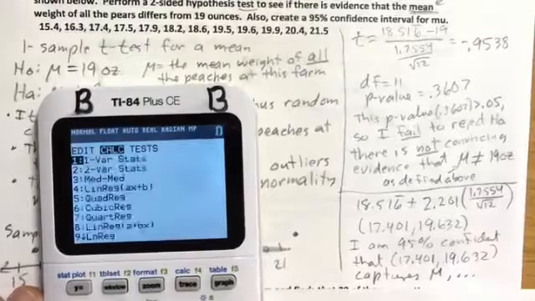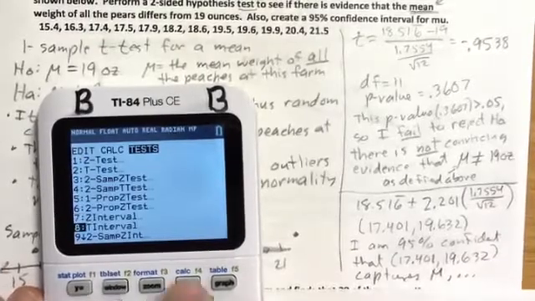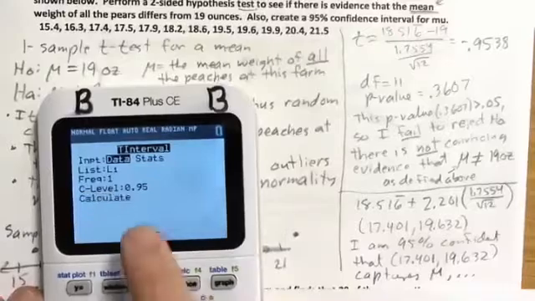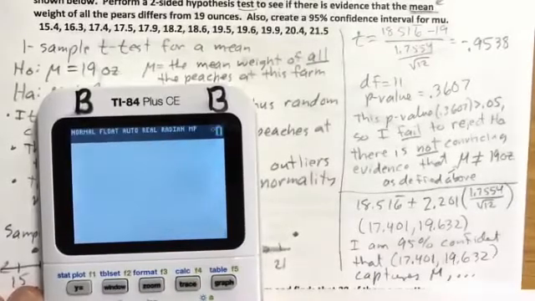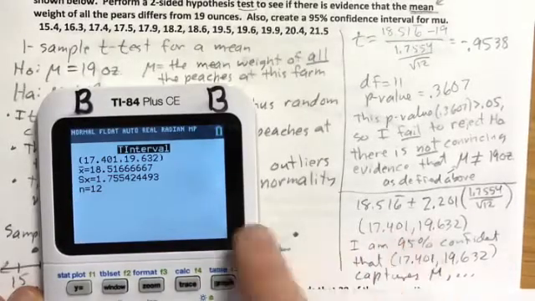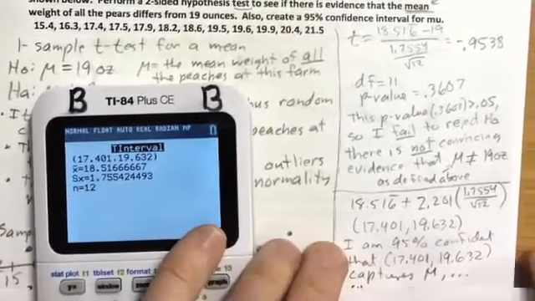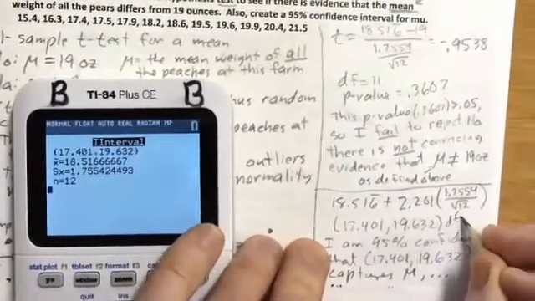You go stat, you go test, and we go T interval, option 8. So I hit enter. I enter data in list 1. We go 95%. I go calculate. And so there's my interval. And so all you have to write is the interval, and you need to write the degrees of freedom too, sorry. So degrees of freedom is equal to 11.